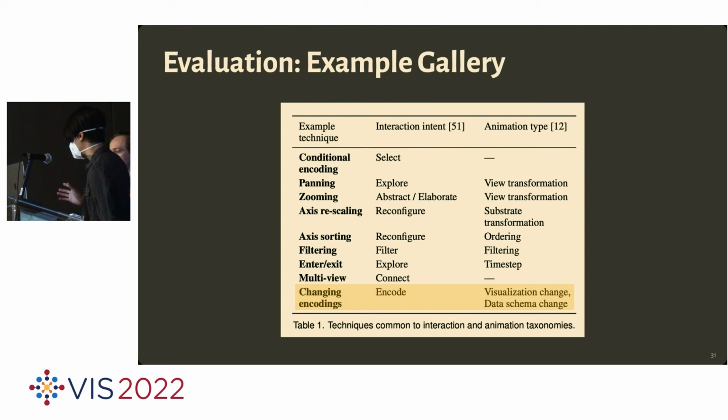Coming back to the interaction and animation taxonomies, we found that our examples cover most of the categories in both taxonomies. We are unable to support animations that involve changes to encodings over time. So for example, converting a scatter plot to a bar chart. This is also a limitation of the original interactive Vega-Lite.